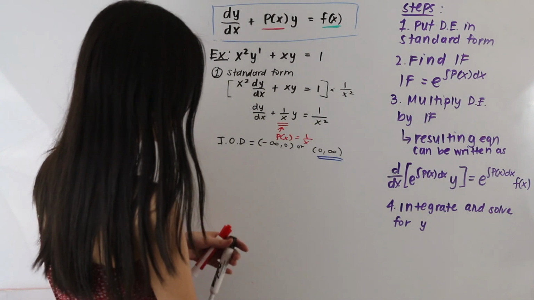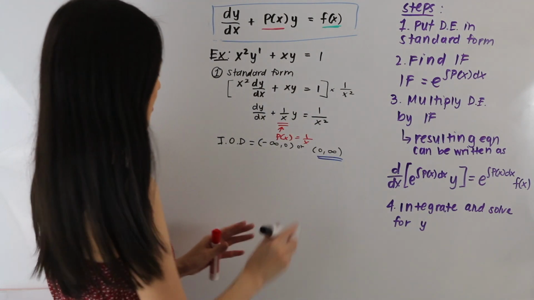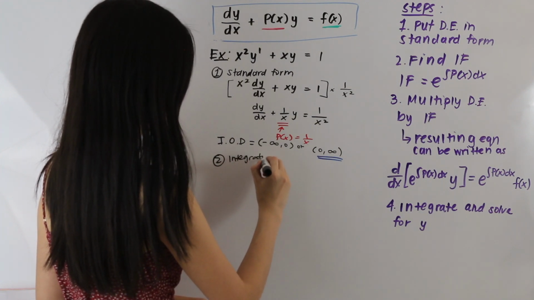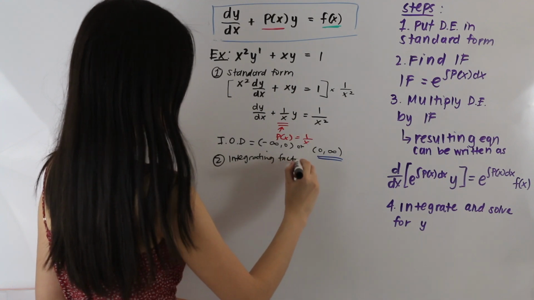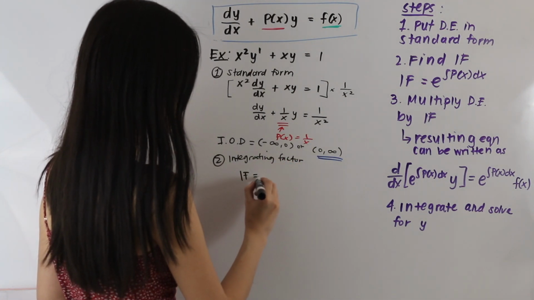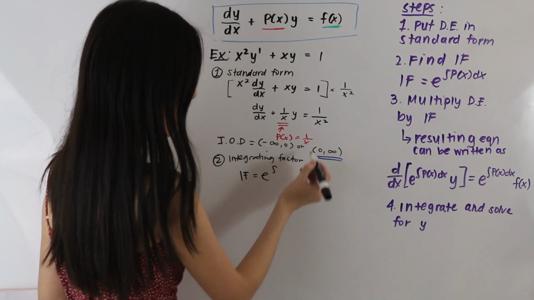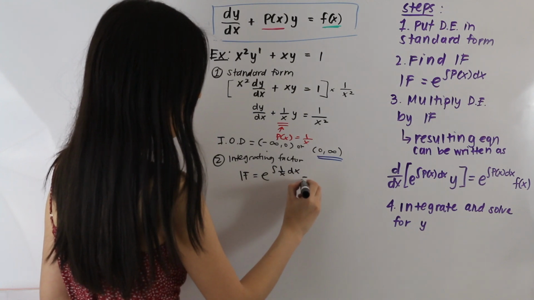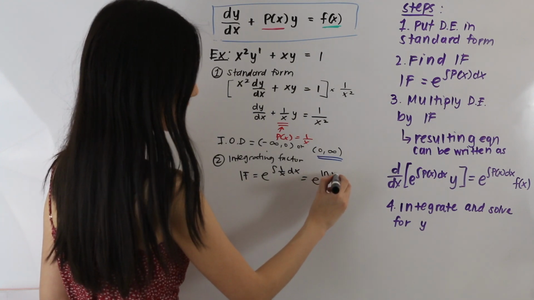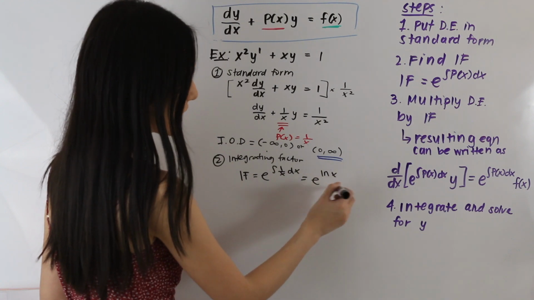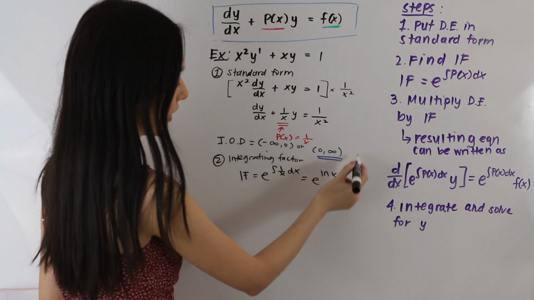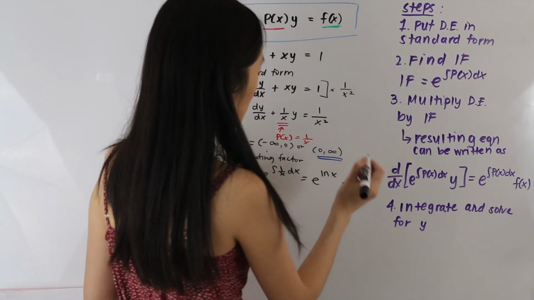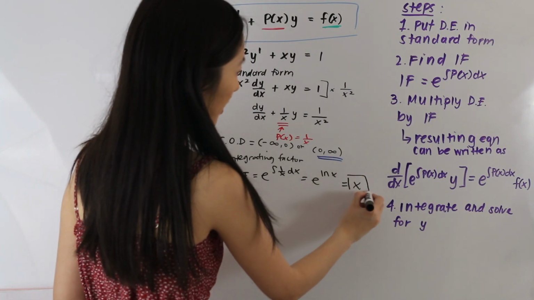Okay, so the next step is to determine what our integrating factor is. So let's do that. So our integrating factor is equal to e to the integral of p of x, which is 1 over x, dx. And this is just equal to e to the ln of x, and we can leave out the absolute value sign because we have picked this interval here. Okay, so the e and the ln x simplifies down to just x. So that's our integrating factor.